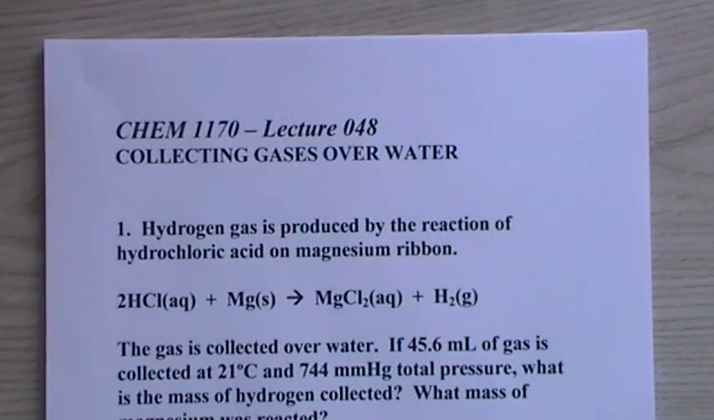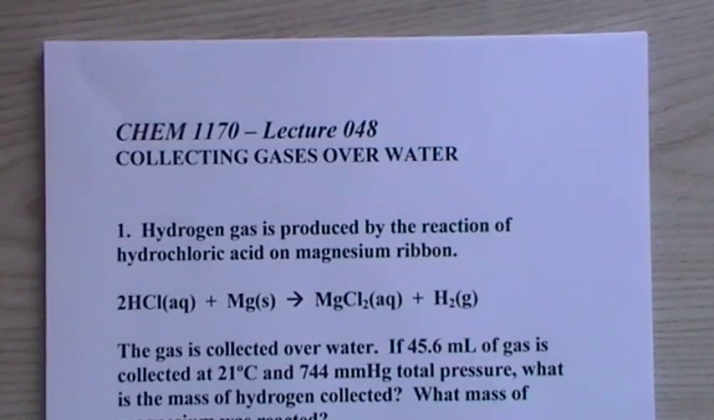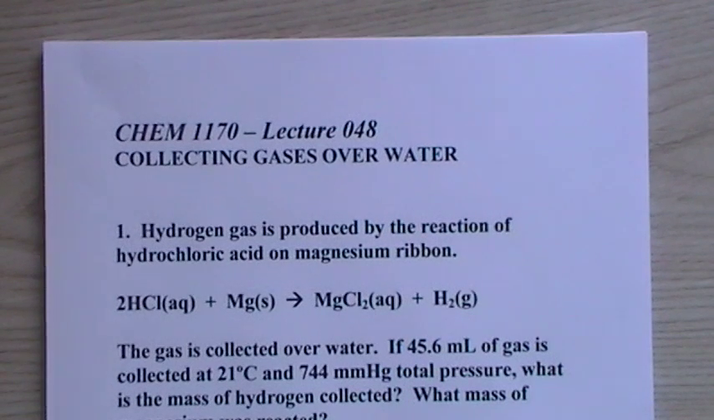Okay, lecture 48, collecting gases over water. Now, this is done in the lab quite a bit because it's a great way of collecting gases. They're bubbled through water into a container that's filled with water. And the hydrogen then displaces some of the water, and as long as the container also has volume measurements on it, you can instantly find out what the volume of the hydrogen gas is.